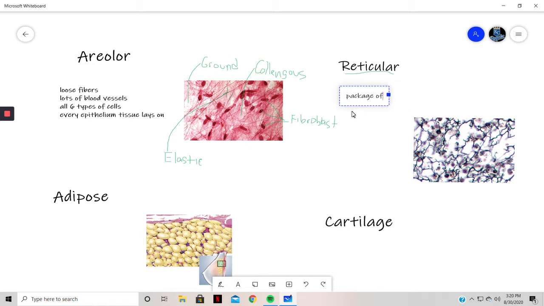It's a package of reticular fibers and fibroblasts. Now, most anything is going to have those fibroblasts because they help produce the materials that I just mentioned for all of the fibers. So everybody's going to pretty much have fibroblasts. Let's see, support. Lymphatic organs.